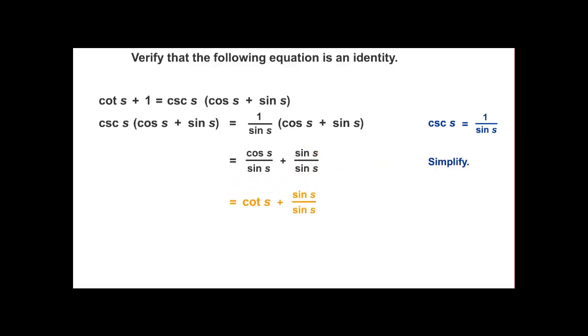Since the quotient of cosine s and sine s is the definition of cotangent s, and the quotient of sine s and sine s is 1, we have verified our identity. The given equation is an identity, since the right side equals the left side.